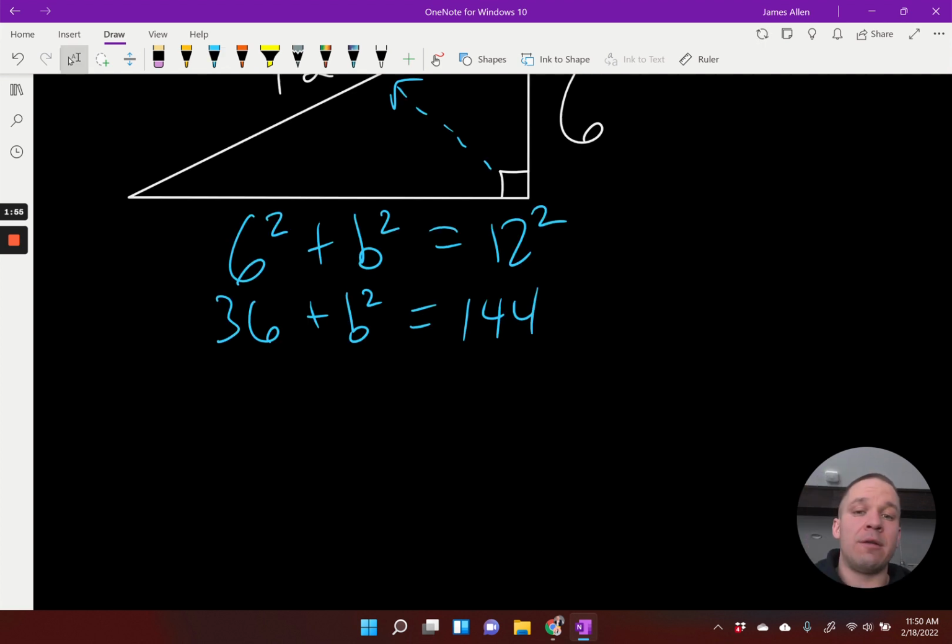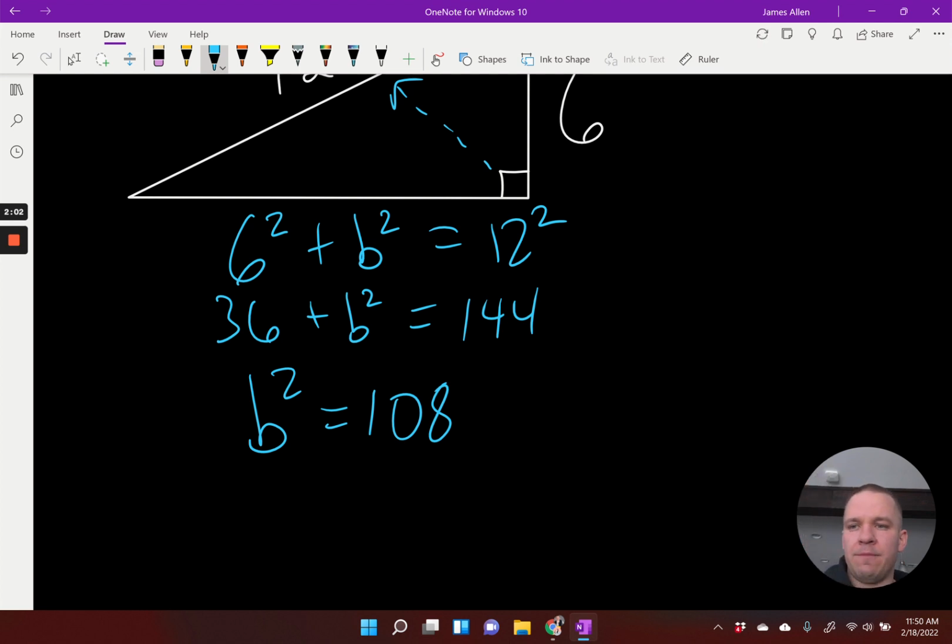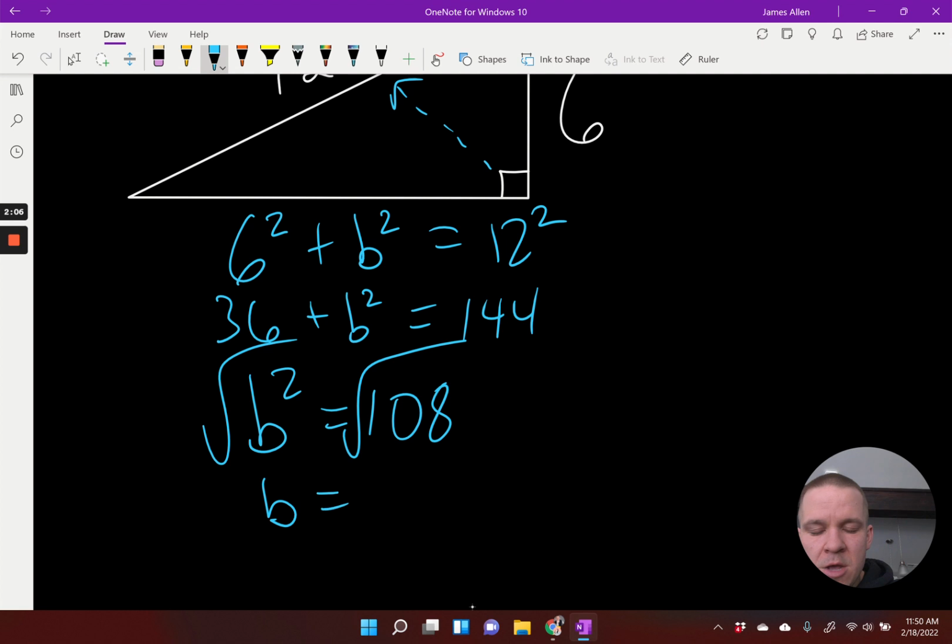Then I'll need to subtract that 36, right? So for that, I'm going to get B squared is equal to 108. All right. And then you guessed it. Let's square root on both sides. So I've got B equals, and then hold up. I'm going to have to break this bad boy down.